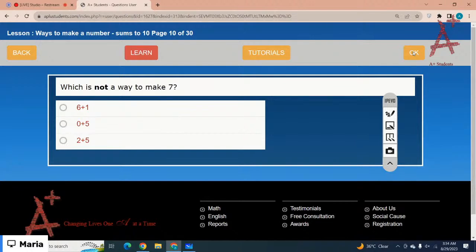Which is not a way to make 7? So which is the correct option? Not a way to make 7. So which is the correct option? 6 plus 1 makes 7. 0 plus 5 makes 5. Option number 2 is the correct option.